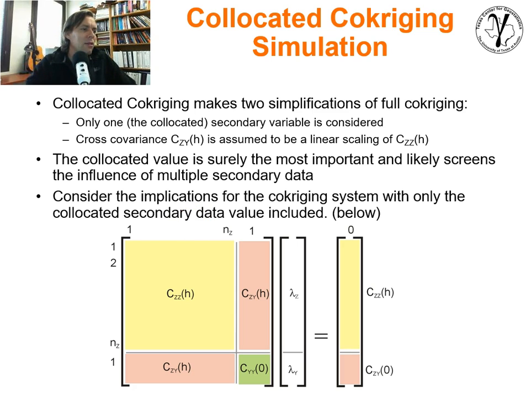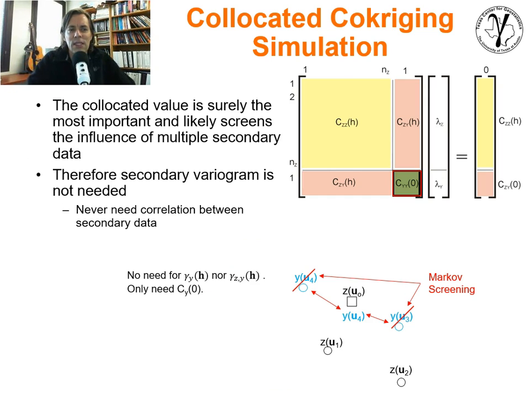So let's go ahead and look at this methodology more closely, step by step. Let's build the collocated system. First of all, let's talk about this idea of screening of the collocated value. We have a system like this. We're trying to make an estimate of the primary variable at location U0, given primary data at locations 1 and 2, and secondary data at locations 3 and 4. This could be completely general. We could have secondary data at locations 2 and 1. We could have any combination of secondary and primary data in space in order to make this estimate.